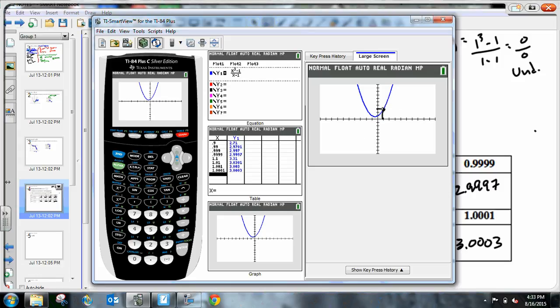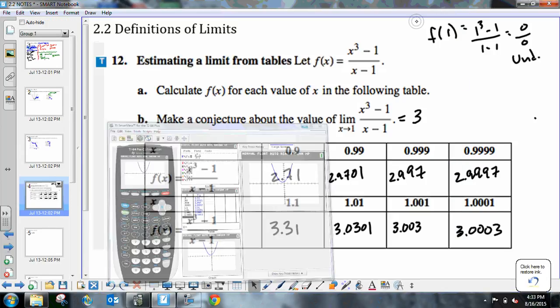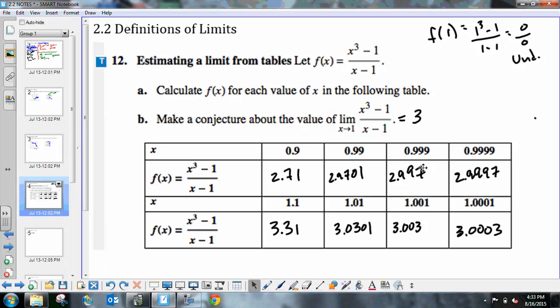That graph is undefined there. But if there was a point there, it'd be 3, but there's not. So we can look at this using technology and figure that out by plugging in values that are really, really close to 1, just to see what's happening for my y values.